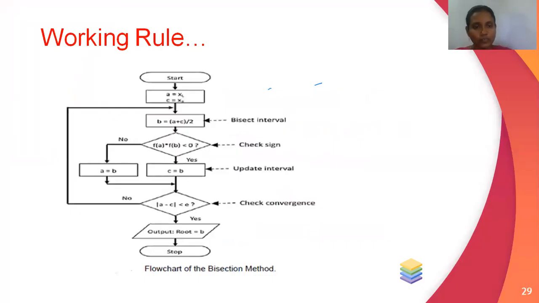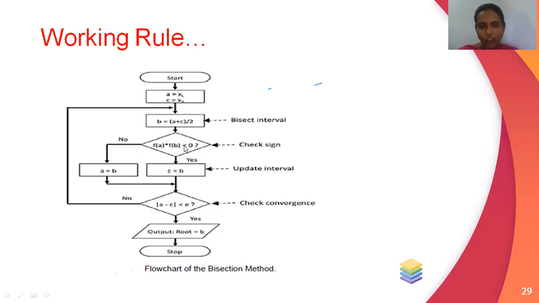The flow chart of the bisection method. Let us consider any two values A and C. What is the formula to find the root in the bisection method? Take the average of those two values, B. Suppose after getting the average, the functional value of B and the functional value of A have opposite signs. Then we say that B is the root. Further, we have to check the convergence of the functional values. If it satisfies the convergence condition, then B is the root.